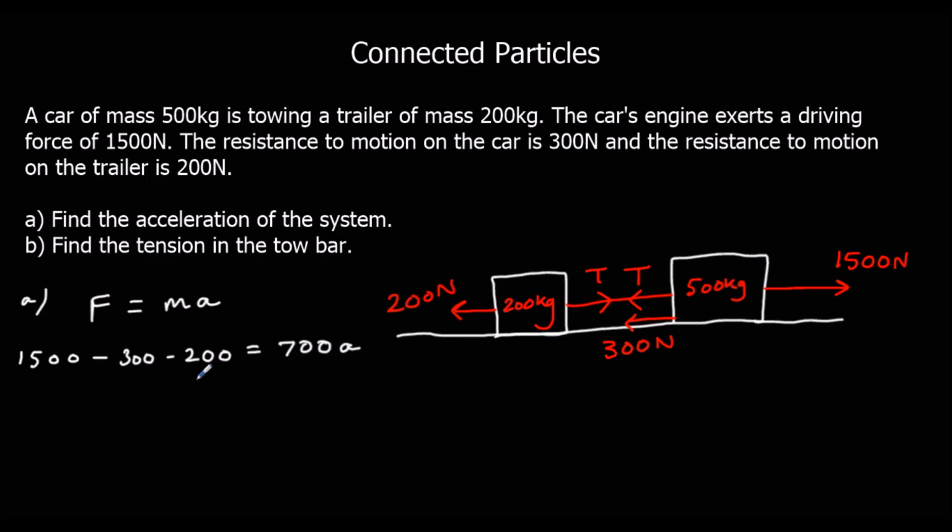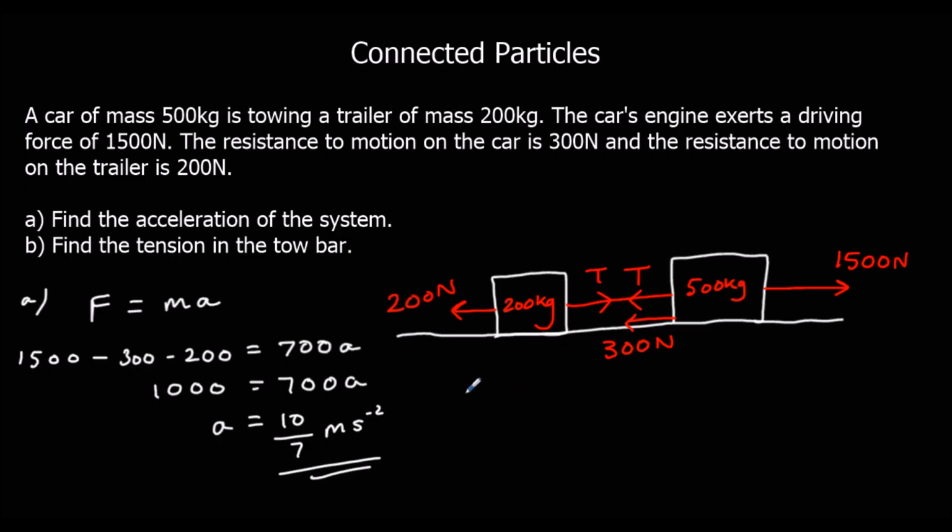So that leaves us with, if we just simplify, 1,000 equals 700a. So a, if we divide both sides by 700, will be 10/7 meters per second squared. So there is the acceleration of the whole system.